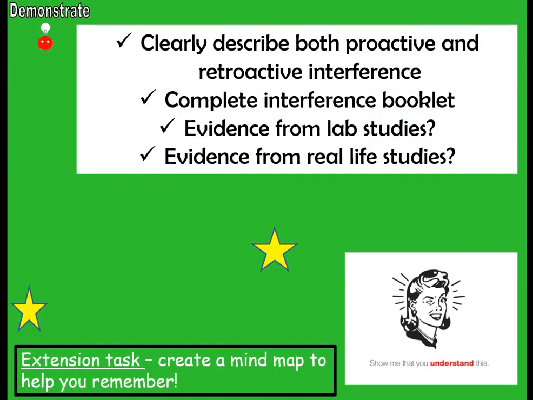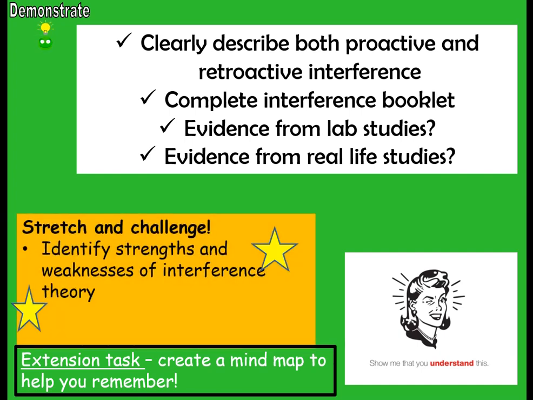Can you clearly describe both proactive and retroactive interference? I've put complete interference booklet, but can you complete any of the key terms in the booklet? Can you read the pages from the textbook? And can you start to have a look at any evidence from lab studies and any evidence from real life studies? Start to think about the strengths and weaknesses of interference theory, and that's what the next session will be on. As always, please message with any questions.